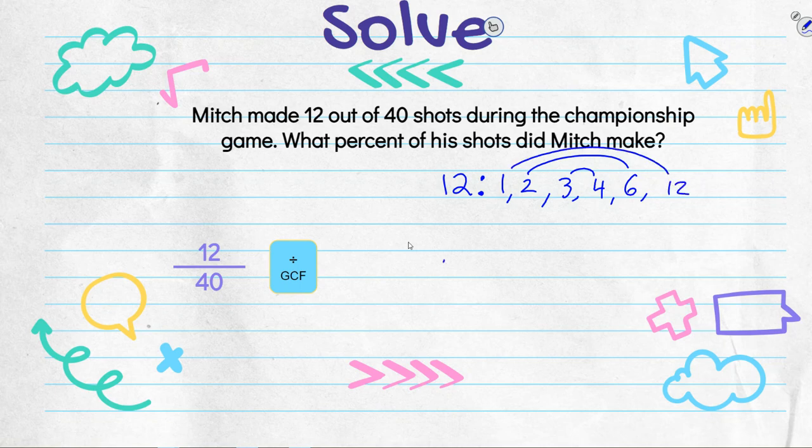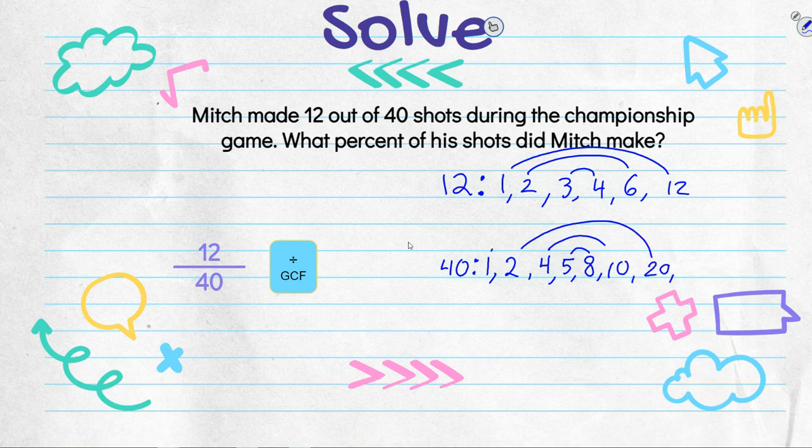Let's do 40. Obviously, 1 is. 2. Yeah, because it's even, right? 3? No. 4? 5? 6? 7? No. 8? 8 times what? There's your inside rainbow. 4 times, 2 times, and 1 times. What is the largest number that's in both lists?